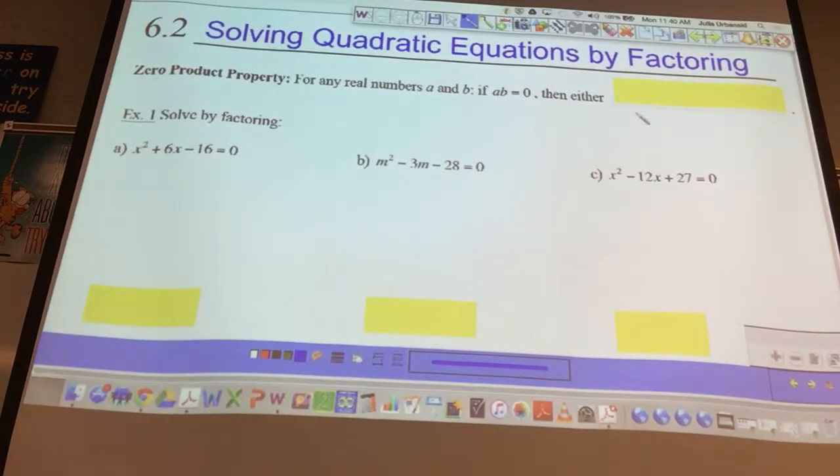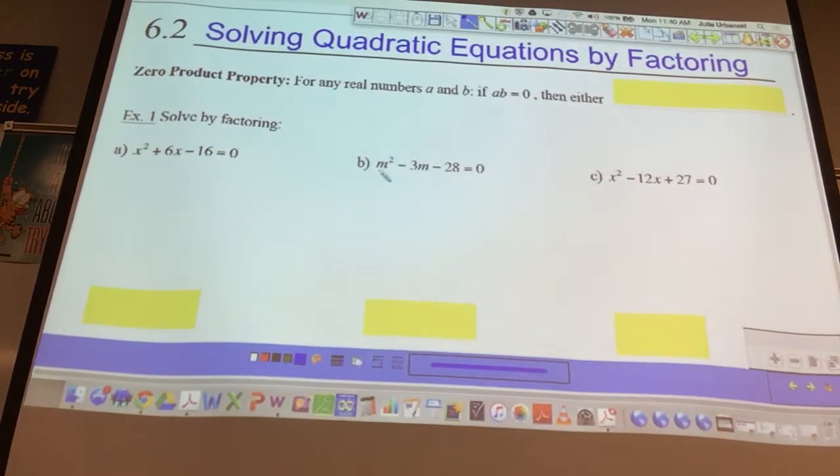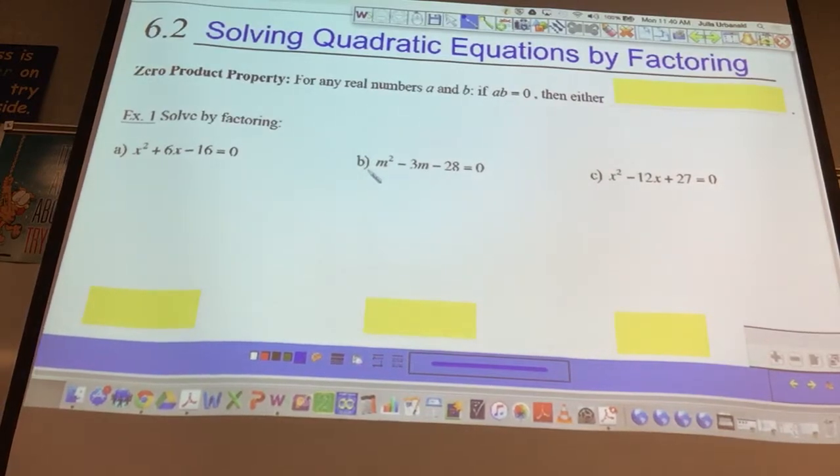Right in the section title, Solving Quadratic Equations by Factoring. Notice, letter A has nothing in front of x squared. Letter B has nothing in front of m squared. These are the most simple kinds of factoring, but it doesn't work every time. It only works in these special cases.